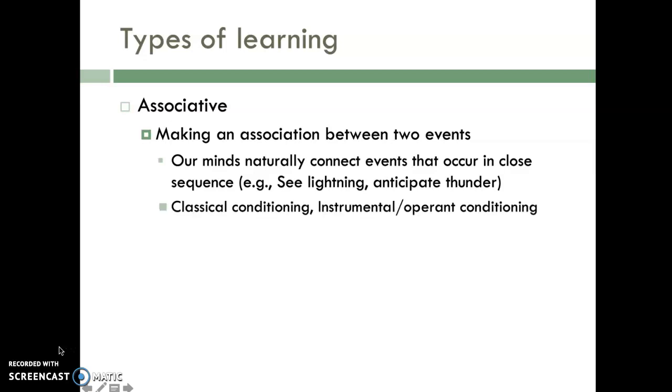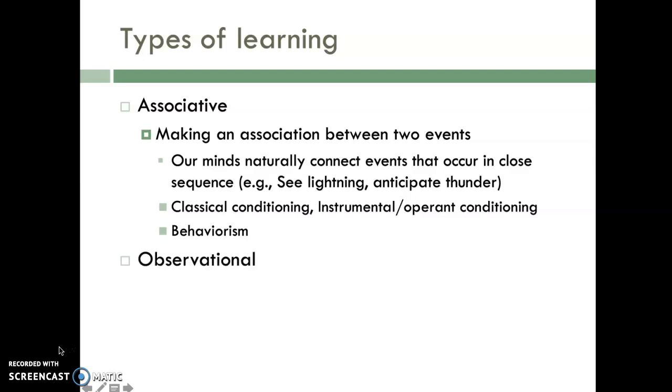This type of associative learning is reflected in two types of conditioning we'll talk about today, classical conditioning and then instrumental or operant conditioning. And this is from the behaviorism tradition that people are shaped by their environments.